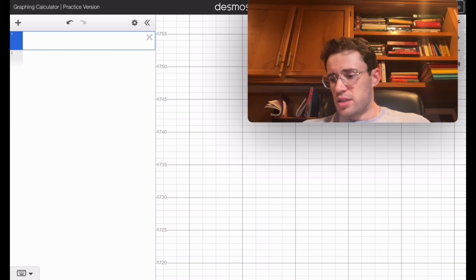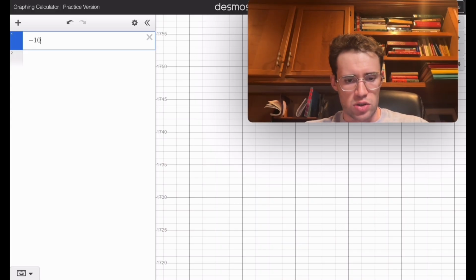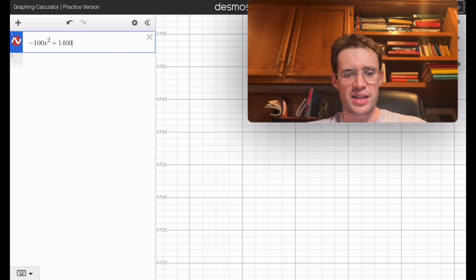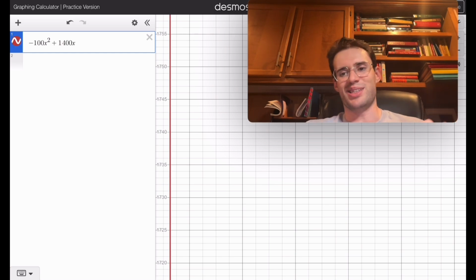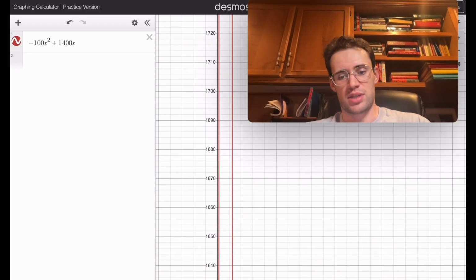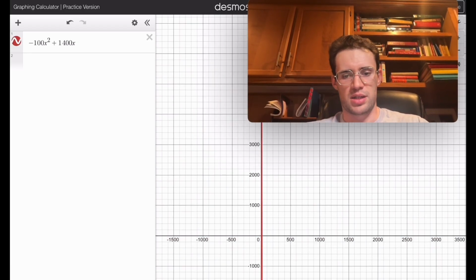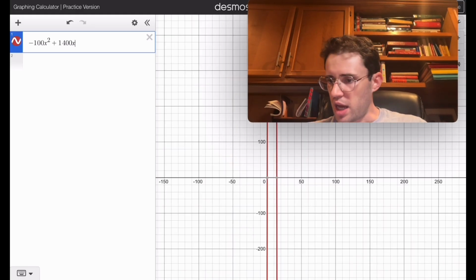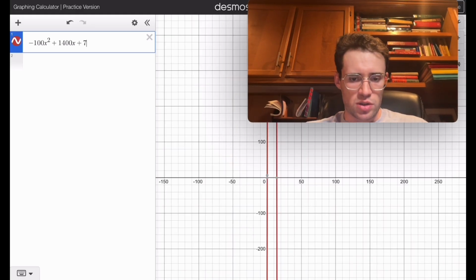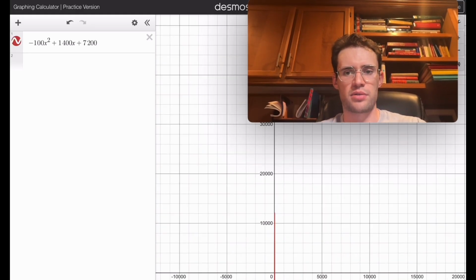Because, just typing this in, it was -100x squared plus 1400x. And I think I have not the greatest habit of, I don't write y equals at the start when I'm doing it, but technically if you're in a rush, it graphs it even without writing that in most cases. So we have to zoom this way down. It started it way up. So plus 1400x plus 7200. Now we just have to figure out what is a maximum.